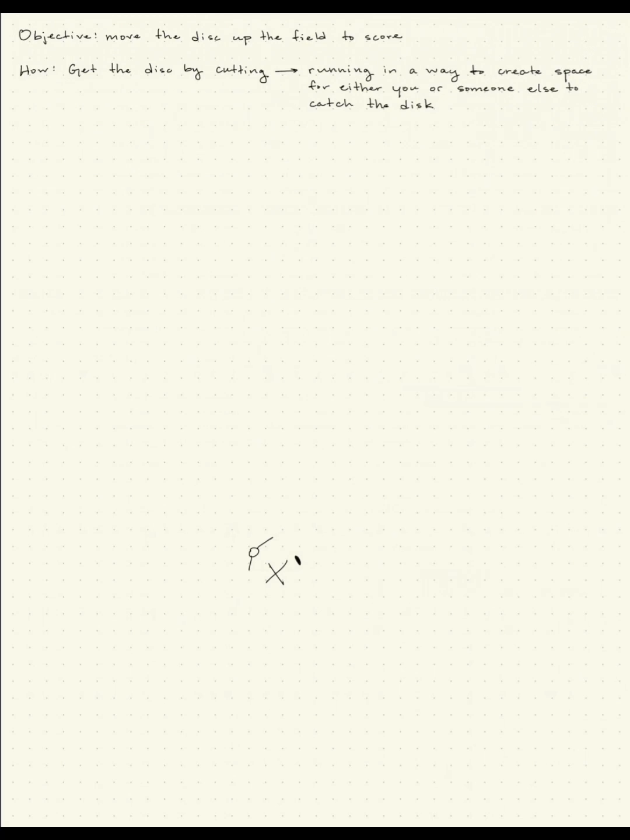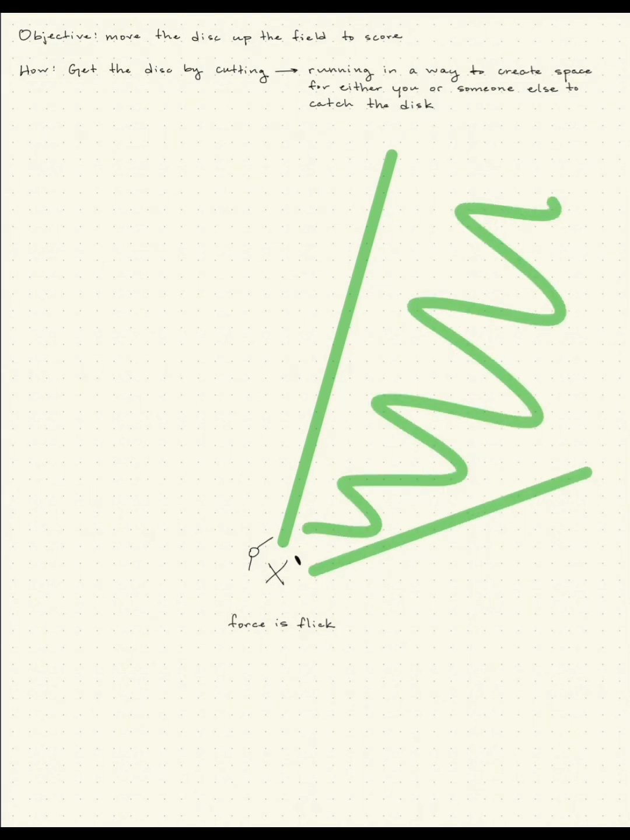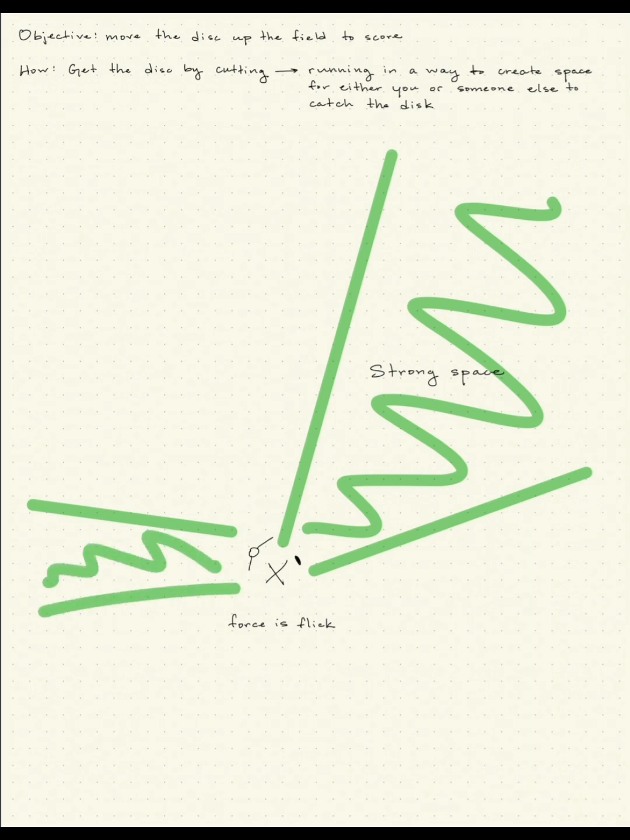So with a defender, forcing flick, you now have strong and weak space. Strong space is created where it's easy to throw the disc. So you can easily throw the disc around your defender. So you'll have strong space when you're forced flick on your right side, and you'll also have strong space on your left side around the defender.